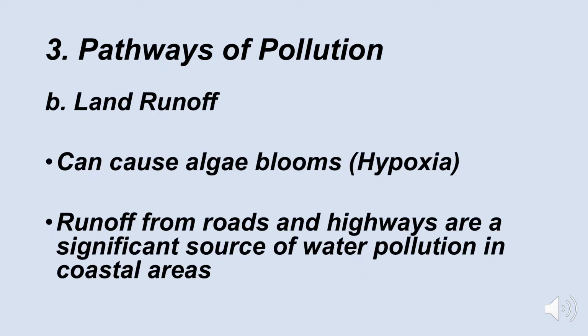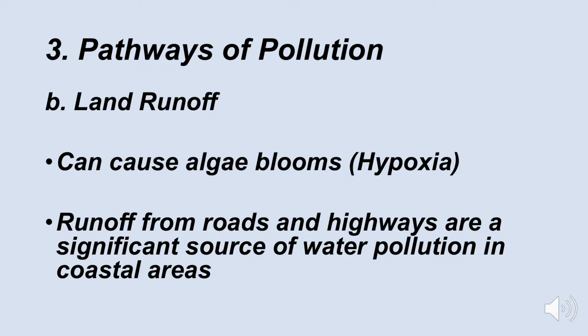Some of the stuff that runs off our land from fertilizers, from farms, and from urban areas can cause algae blooms, which leads to eutrophication, which we've already talked about. You get runoff from roads and highways. They're a significant source of water pollution, particularly in coastal areas.